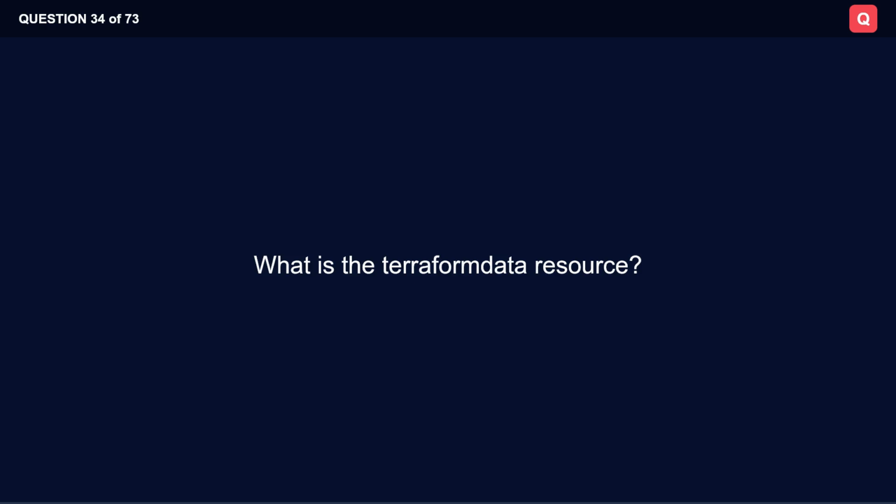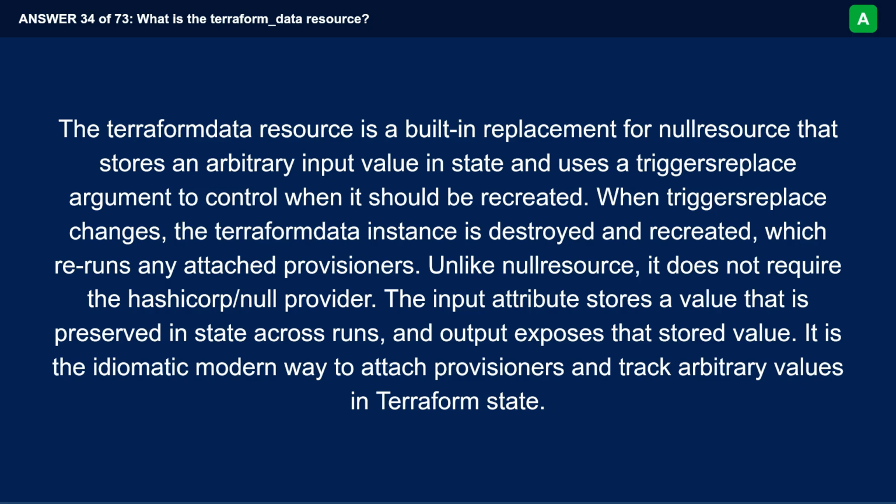What is the Terraform data resource? The Terraform data resource is a built-in replacement for null resource that stores an arbitrary input value in state and uses a triggersReplace argument to control when it should be recreated. When triggersReplace changes, the Terraform data instance is destroyed and recreated, which reruns any attached provisioners. Unlike null resource, it does not require the HashiCorp/null provider.